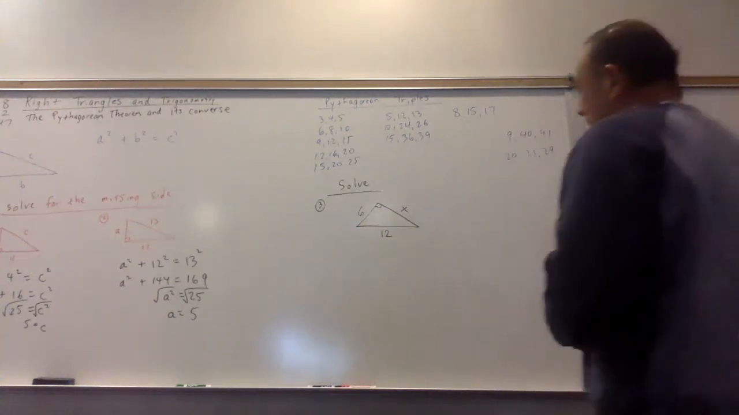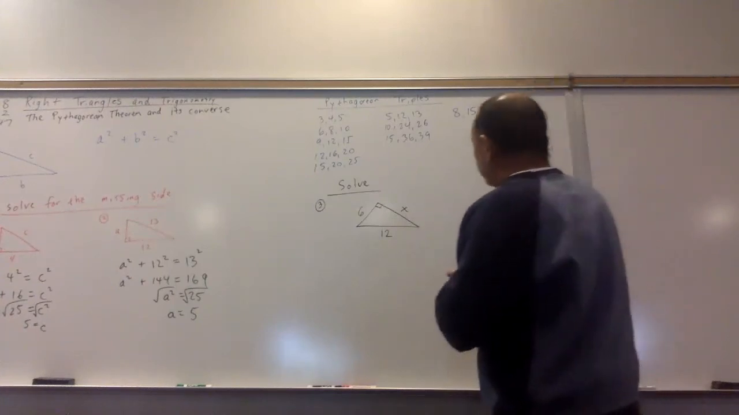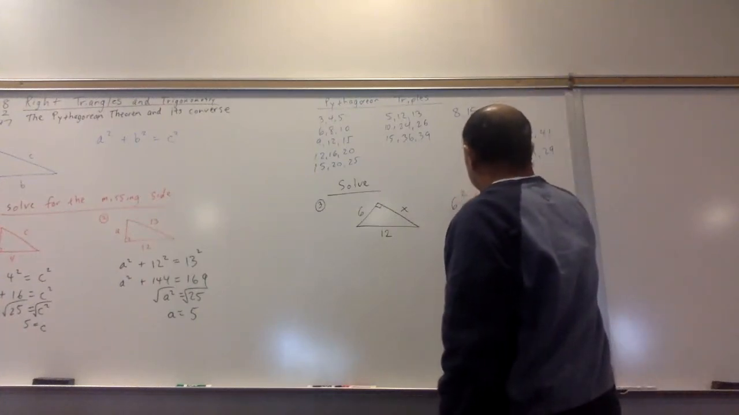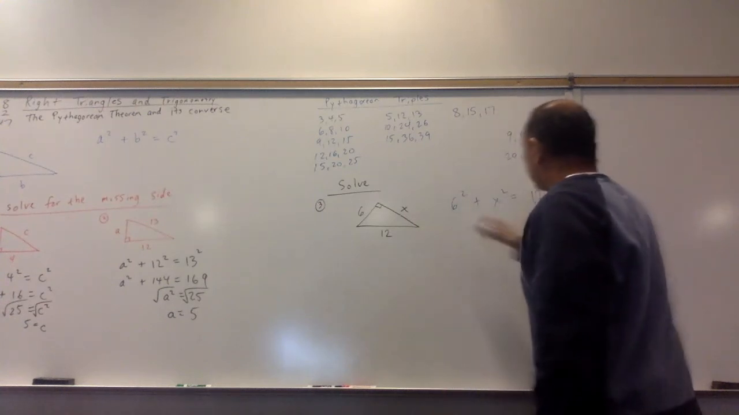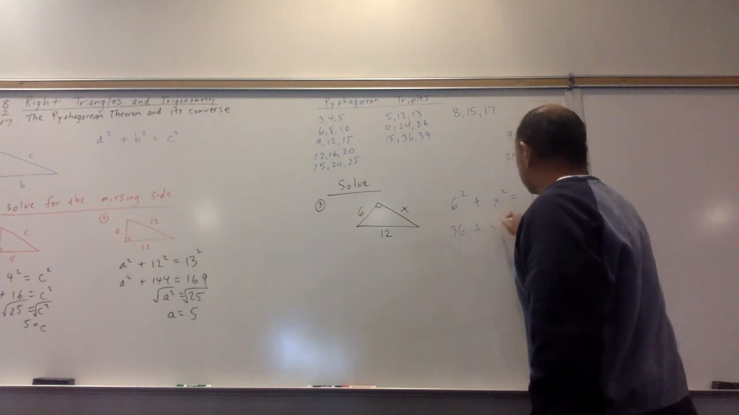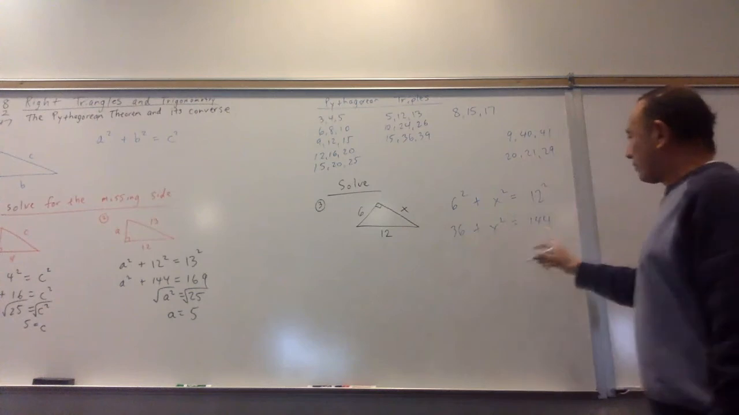All right, one more problem. Here's one where we're not going to get a whole number, so this one's not going to be a triple. We're going to do 6 squared plus x squared equals the hypotenuse, 12 squared. That's 36 plus x squared equals 144. Subtract 36 from both sides.